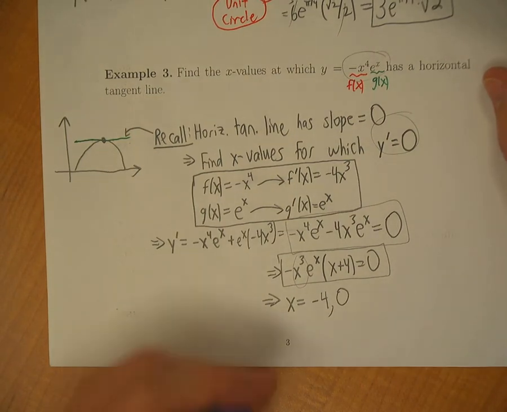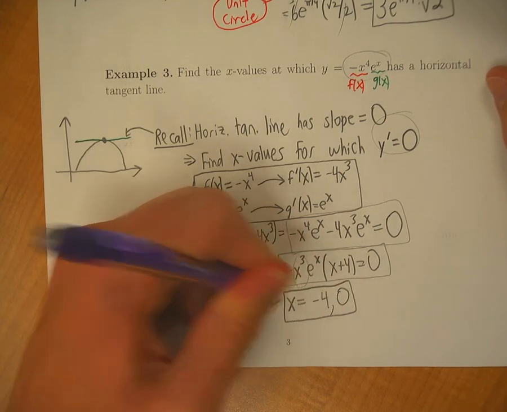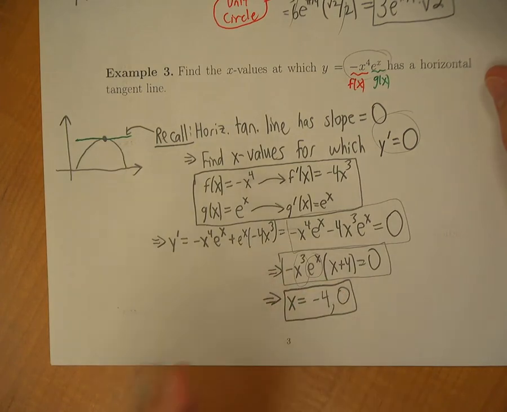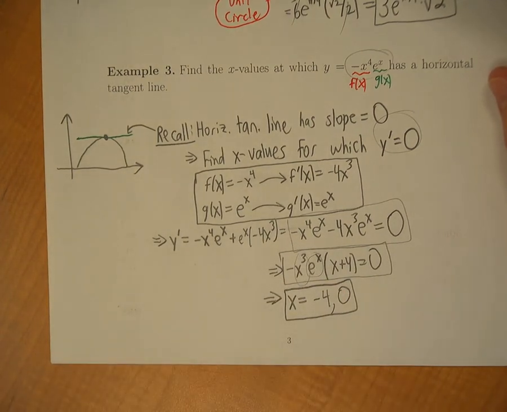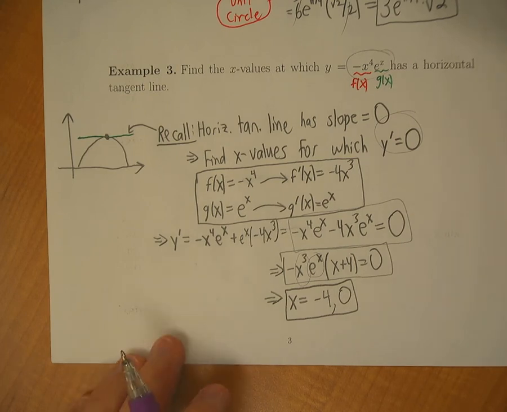And in this case, those would be your only two values, because e to the x is never 0, so you can ignore that in the context of the equality we're trying to solve. So that's our answer, and that's it for example 3. Any questions on example 3 then?